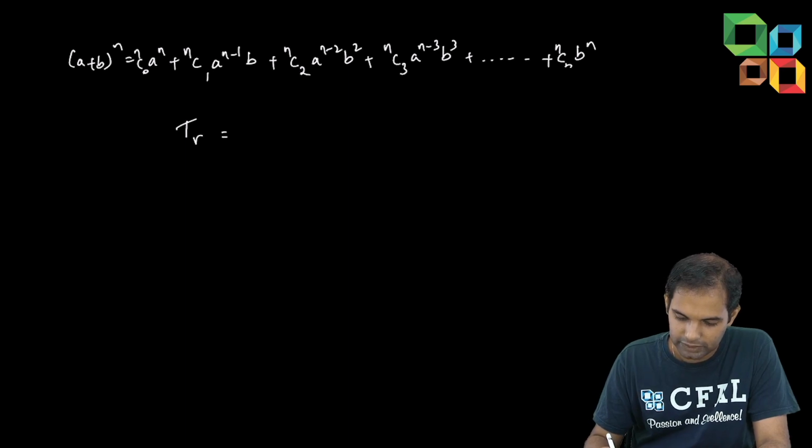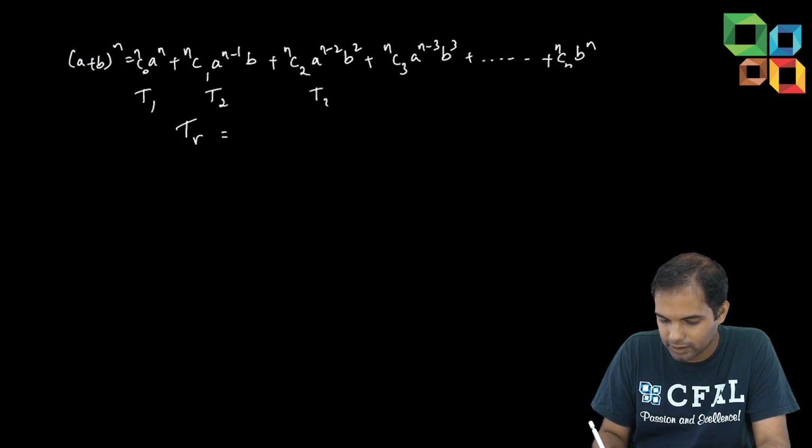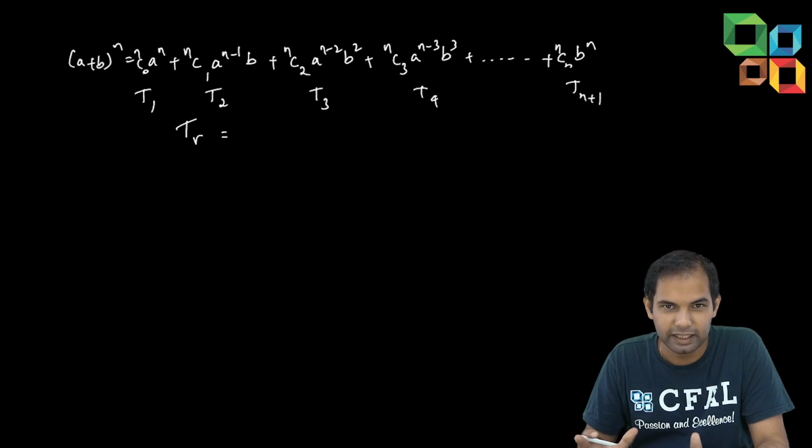Let me write down. This is the first term, which will be denoted by t. This is the second term. This is the third term. This is the fourth term. This is the n plus 1th term. Because there are n plus 1 terms, so that should be n plus 1.